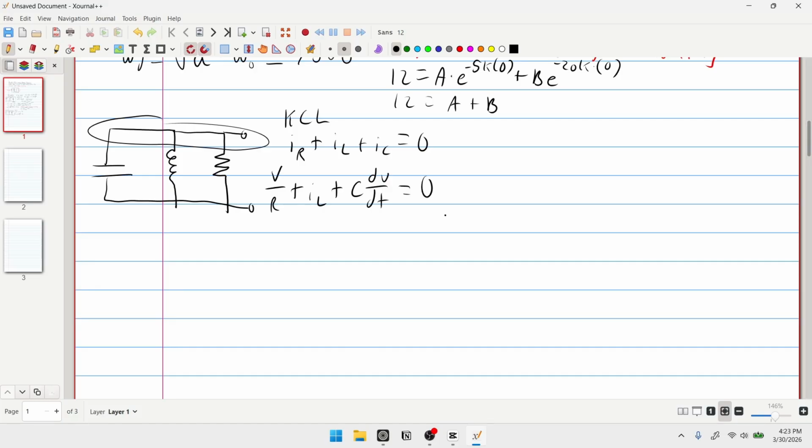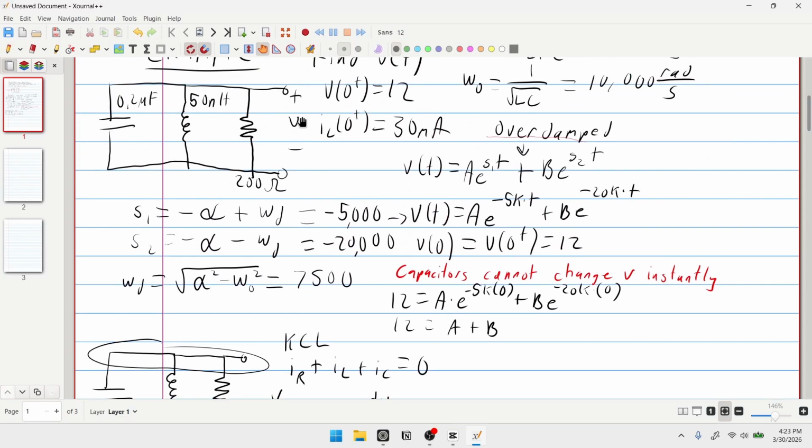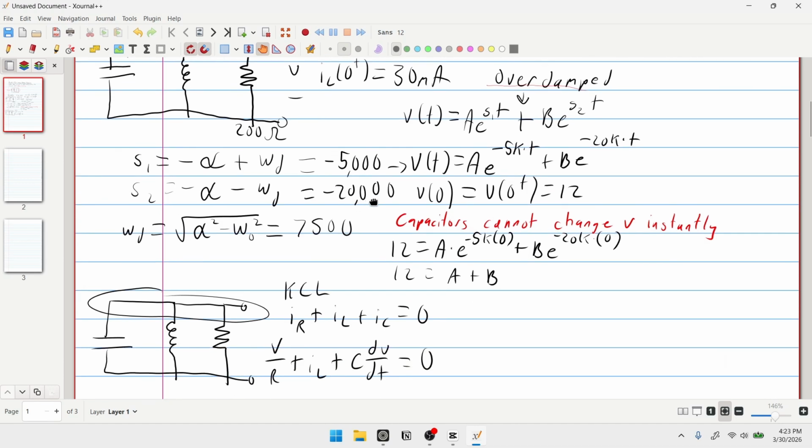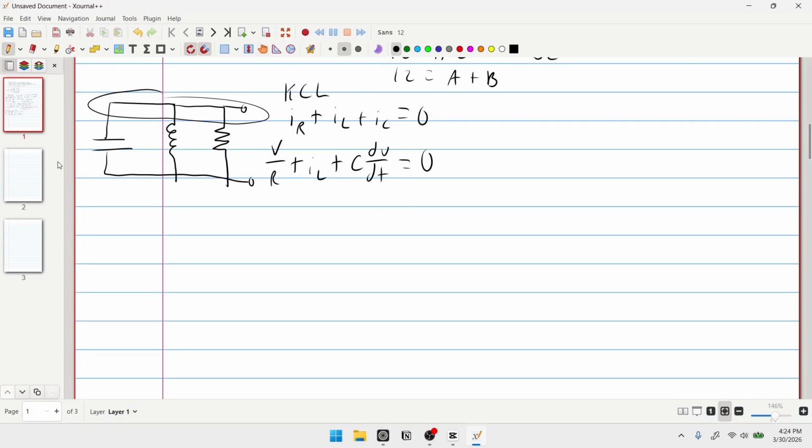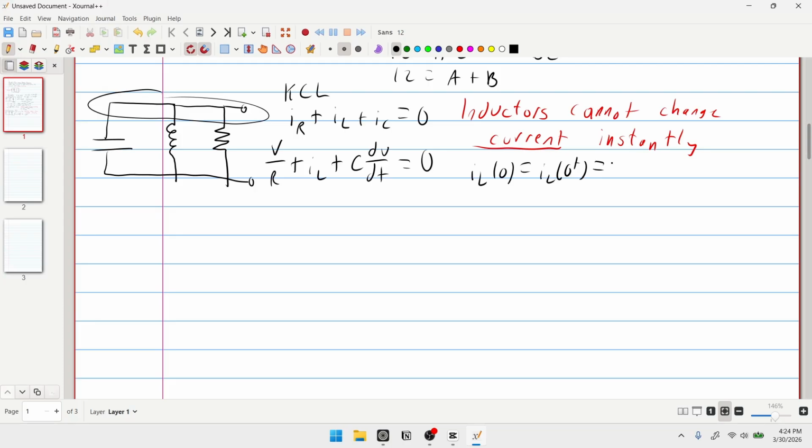Alright? And so we actually have the current through the inductor here. We know that it's I L 0 plus equals 30 milliamps, right? And similar to the capacitor, we know that inductors cannot change current instantly, as opposed to capacitors, which can't change their voltage instantly, right? So let me just write this down. We know that IL of 0 equals IL 0 plus, which we know is 30 milliamps.